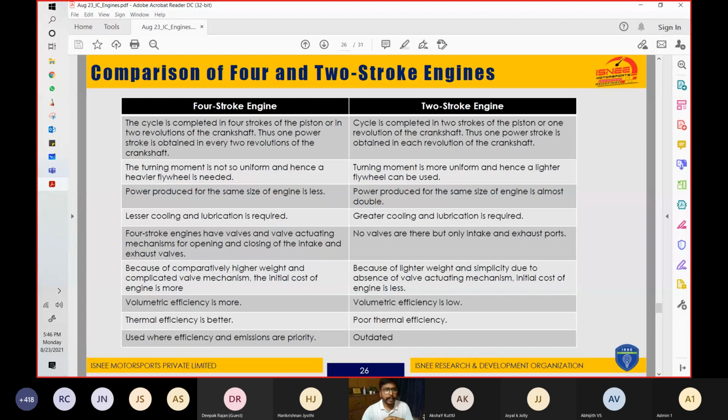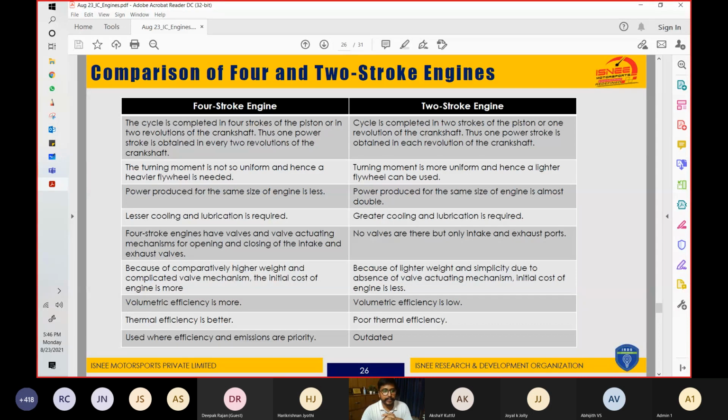Now, power produced for the same size of engine is less in the 4-stroke engine as compared to the 2-stroke engine. Then lesser cooling and lubrication is required in 4-stroke engines as compared to 2-stroke engines. Then 4-stroke engines have valves and valve actuating mechanisms for opening and closing of the intake and exhaust. However, there are no valves for the intake and exhaust of the 2-stroke engine. The piston governs that. Because of the comparatively higher weight and complicated valve mechanism, the initial cost of the 4-stroke engine is more, and it is less in case of the 2-stroke engine.